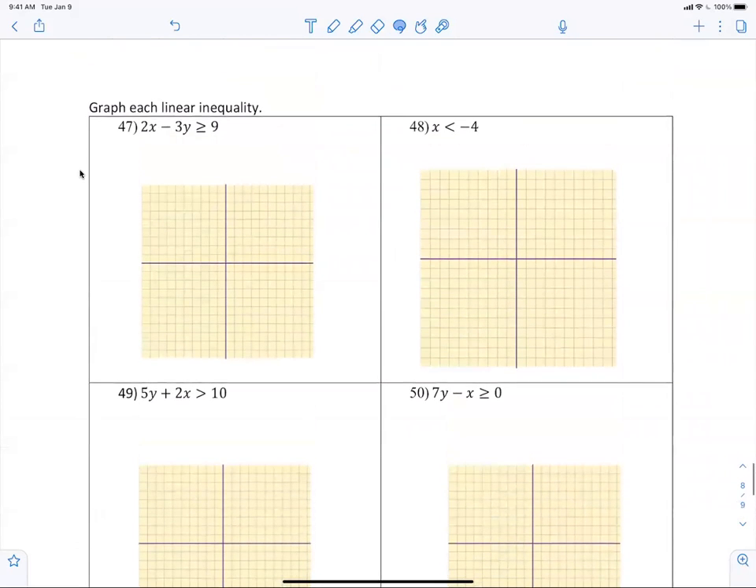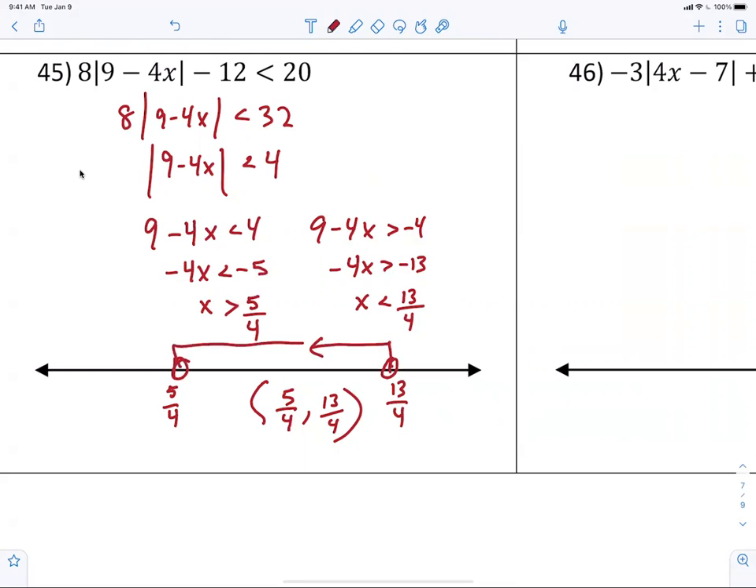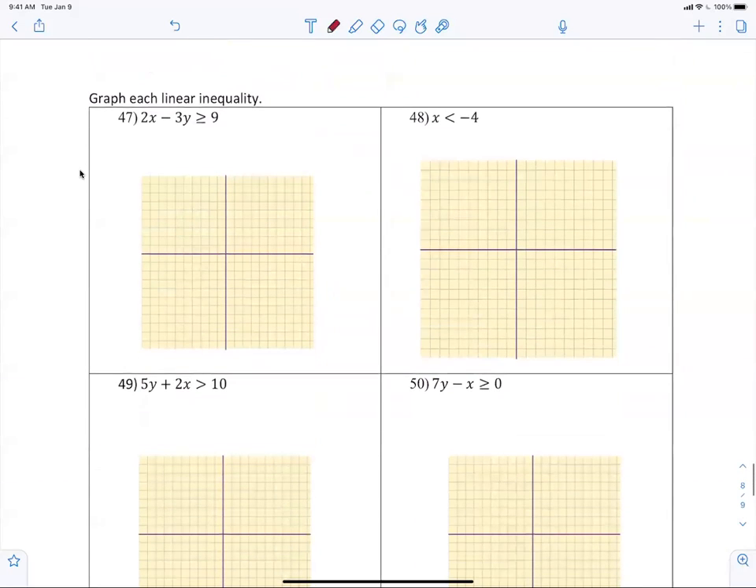Yes, sir. Wouldn't that be an error statement? Tell me why. Because they're both going this way. But here's 5/4 right here, right? And here's 13/4 over here, right? If I'm less than 13/4, I'm going this direction. So they're going towards each other, right? All right. Just graphing these lines.